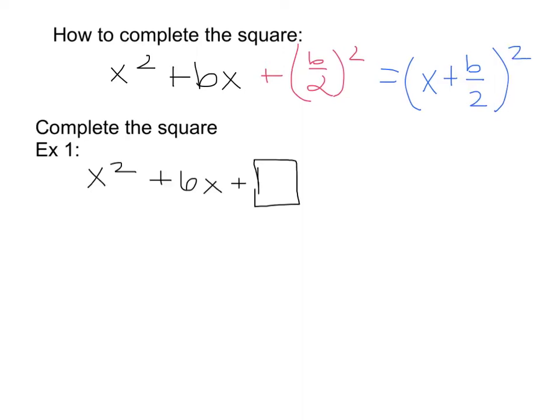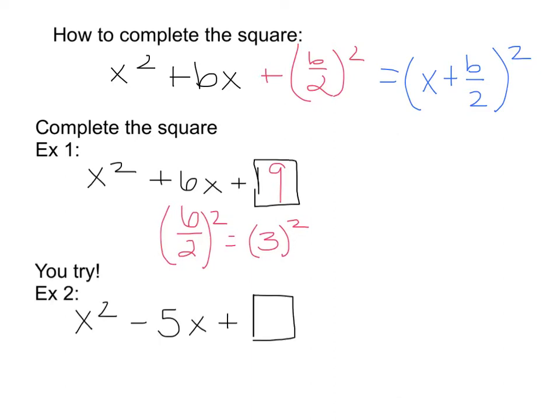Our first example: I want us to fill in that blank box with the value that will complete the square. So I have x squared plus 6x, and to complete the square we do (b divided by 2) squared. So b is 6, 6 divided by 2 is 3, 3 squared is 9, so 9 is the value that completes the square.